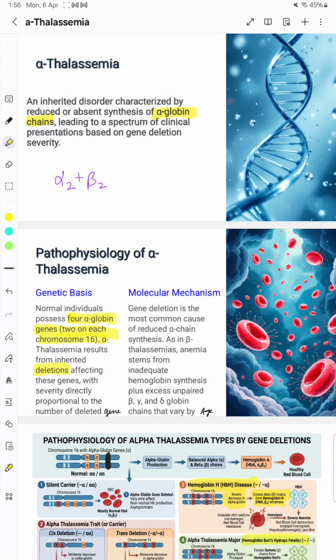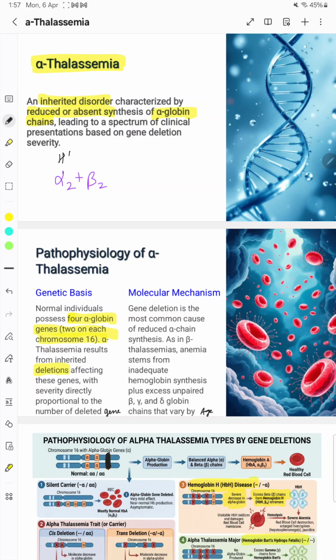Hello everyone, in this video we discuss Alpha Thalassemia. This is an inherited disorder characterized by a reduced or absent synthesis of alpha globin chains, leading to a spectrum of clinical presentation based on gene deletion severity.